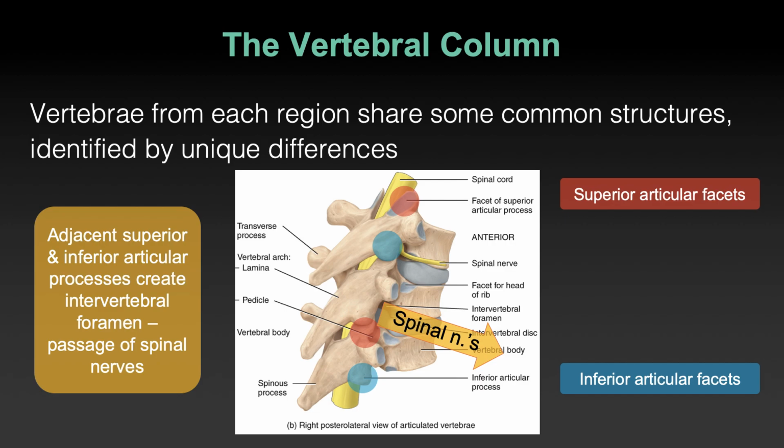Spinal nerves, we talked about those at length. The different levels of the spinal cord give off pairs of spinal nerves. They emerge through this hole made by the articulation of sequential vertebrae.